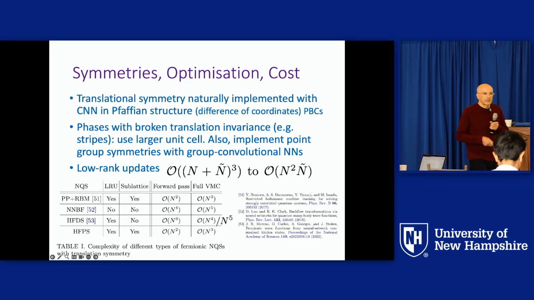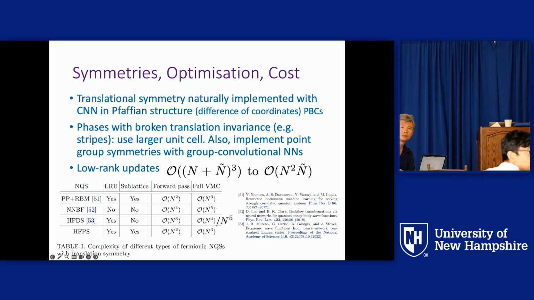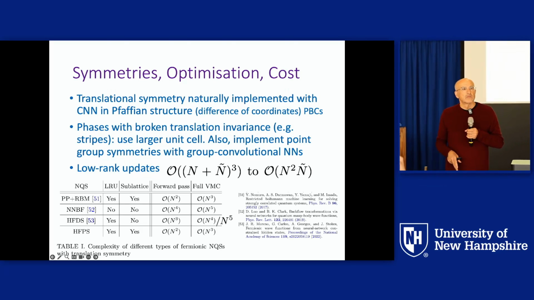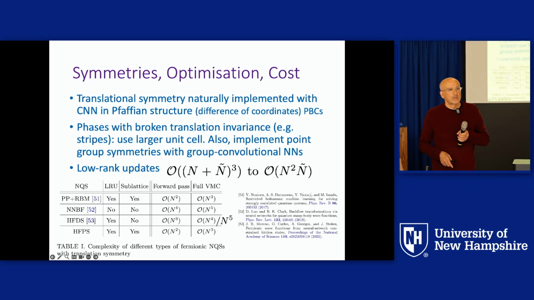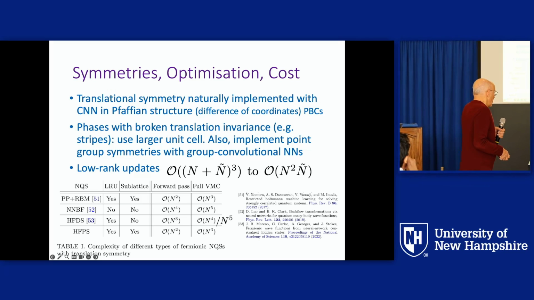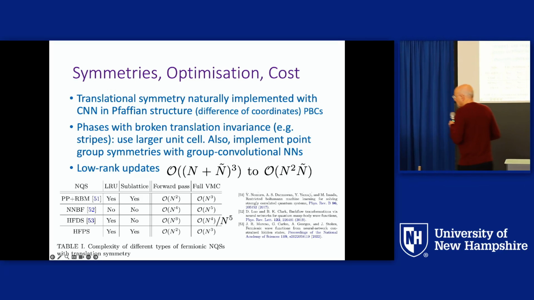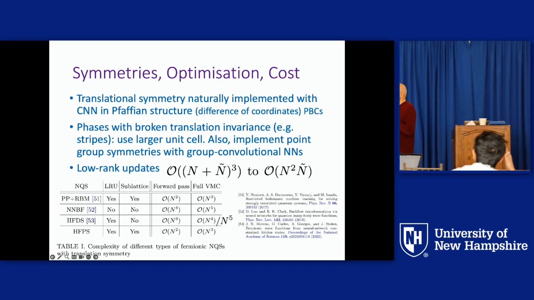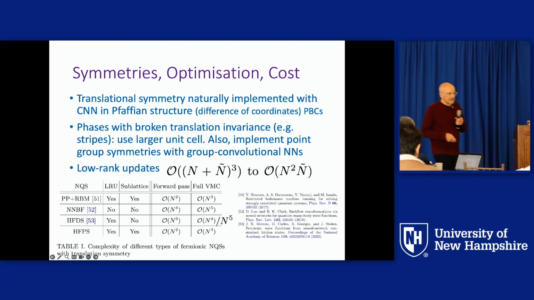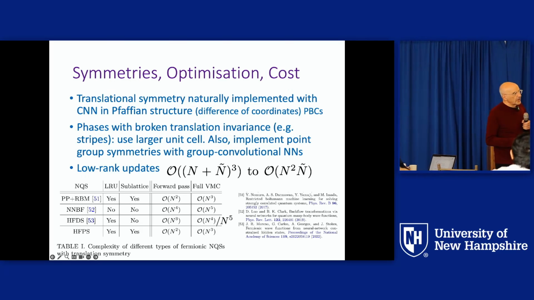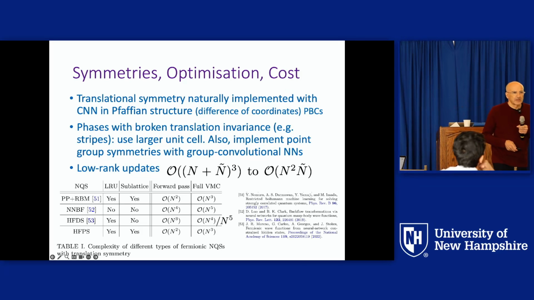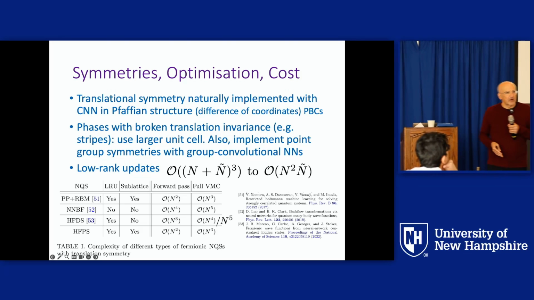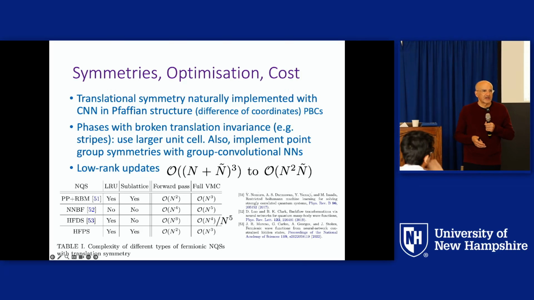Yes? Can you speak louder? What happens if you don't enforce any symmetries? Does it converge to a translation symmetric solution then, or why? That's a good question. I think the answer is yes, but the optimization without enforcing any symmetry is a mess. And I think this is, correct me if I'm wrong, kind of a general rule with NQS, right?